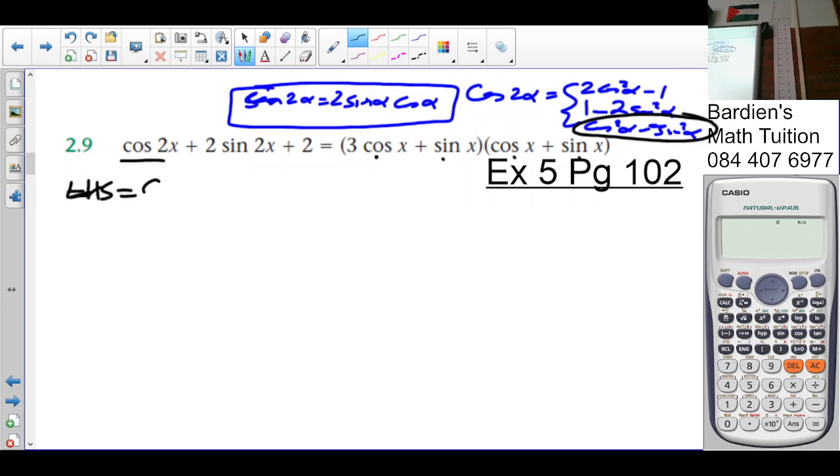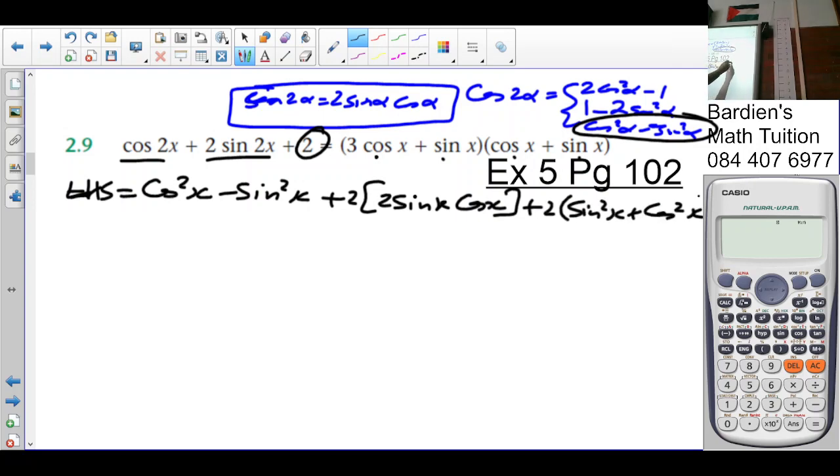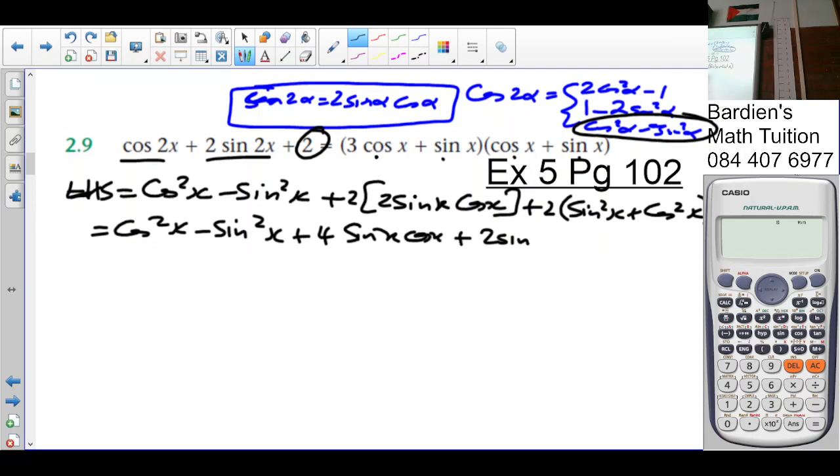So cos 2x is going to become cos squared x minus sine squared x. That is going to give you positive 2 into 2 sine x cos x. Now this 2 here, you write it as plus 2 into sine squared x plus cos squared x. Otherwise we're not going to get a trinomial. Okay. So that's going to give us cos squared x minus sine squared x plus 4 sine x cos x plus 2 sine squared x and 2 cos squared x.